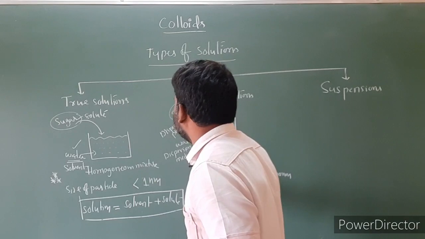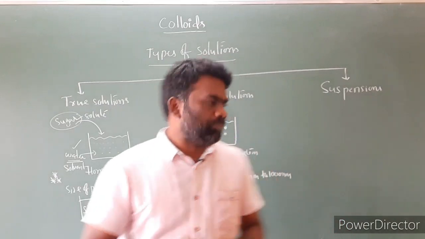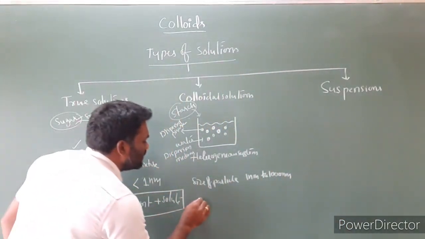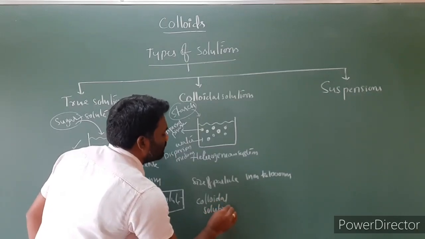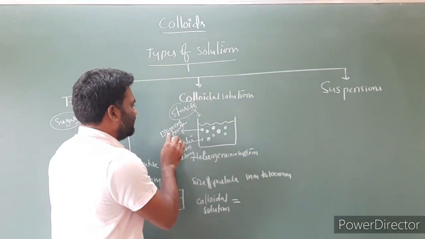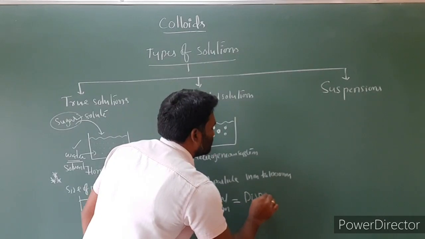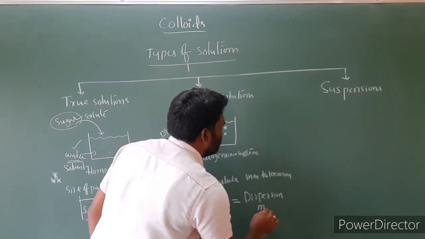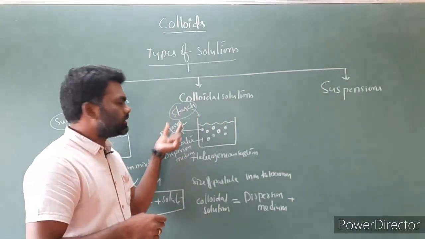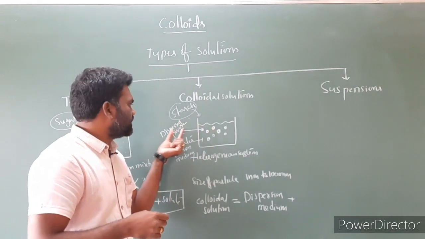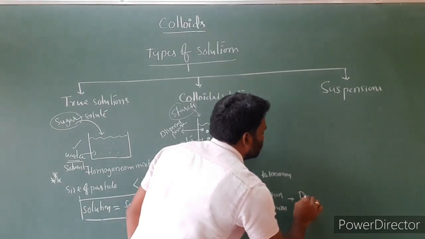Dispersion medium. So the starch is a dispersed phase and water is a dispersion medium. Then by taking this, we can make the colloidal solution. Colloid is simply equal to dispersion medium plus dispersed phase. Here the dispersion medium is water, and in the water the dispersed phase is present. That means this starch is dispersed in water.